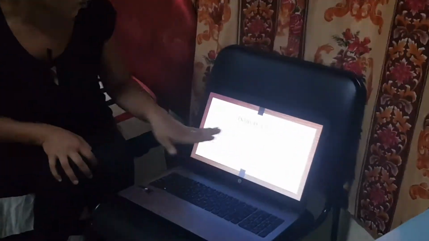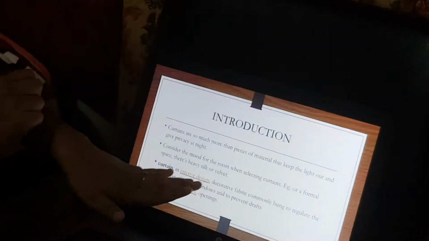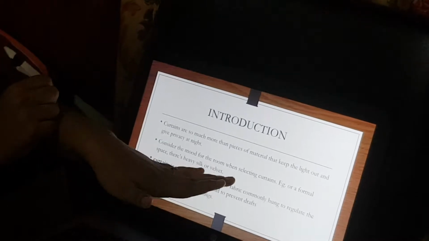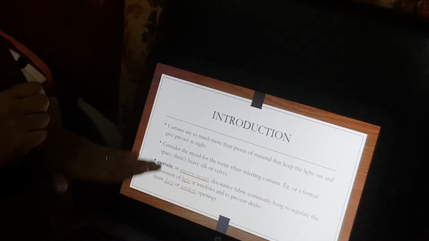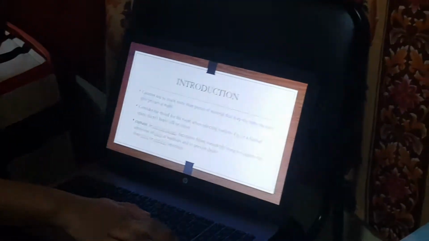And for a formal setting space, a heavy silk or velvet is needed. A formal setting, for example, is a conference room. A curtain, in interior design, is decorative fabric commonly hung to regulate the admission of light at windows and to prevent drafts from door or window openings. I think that was pretty clear and I do not need to explain.